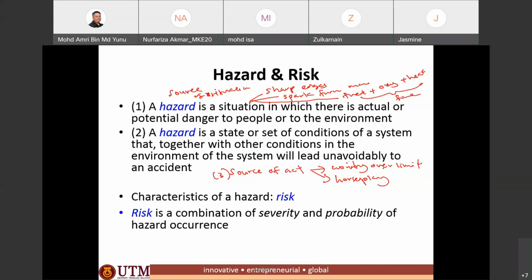So the hazard can be a source of situation or a source of act that may pose a potential harm, or may cause a potential harm to people, to the environment, or to the asset, our building or structures.